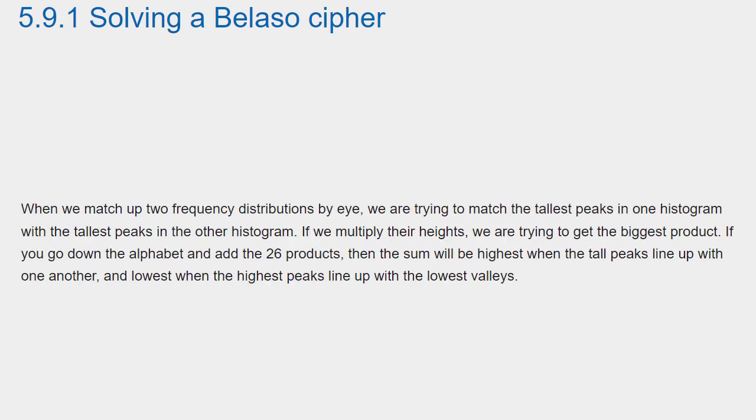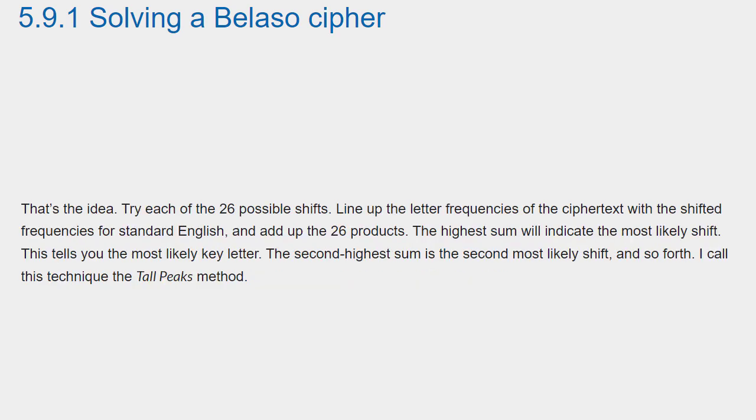When we match up two frequency distributions by eye, we are trying to match the tallest peaks in one histogram with the tallest peaks in the other histogram. If we multiply their heights, we are trying to get the biggest product. If you go down the alphabet and add the 26 products, then the sum will be highest when the tall peaks line up with one another, and lowest when the highest peaks line up with the lowest valleys.